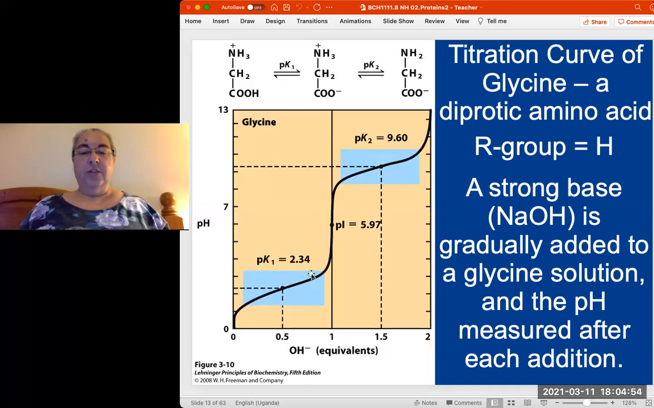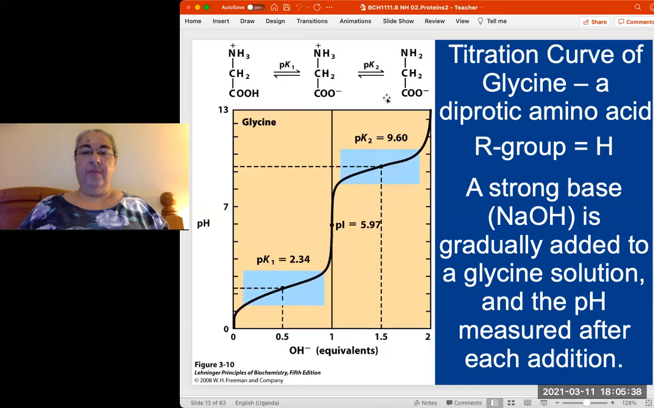So this is the titration curve of glycine, okay? So we're increasing the amount of sodium hydroxide, the strong base being added, and we're measuring the pH after each addition. And we see that at some points in the curve, one small addition changes the pH a lot. At other points in the curve, one small addition or quite a lot of additions doesn't change the pH very much at all. And that is the buffering effect.